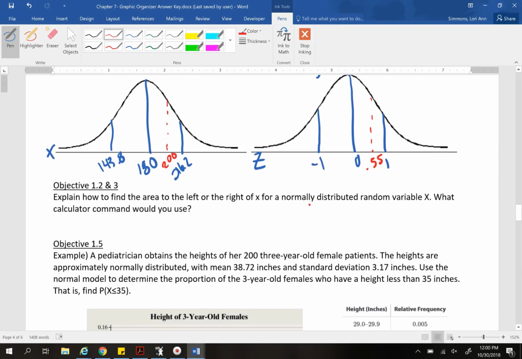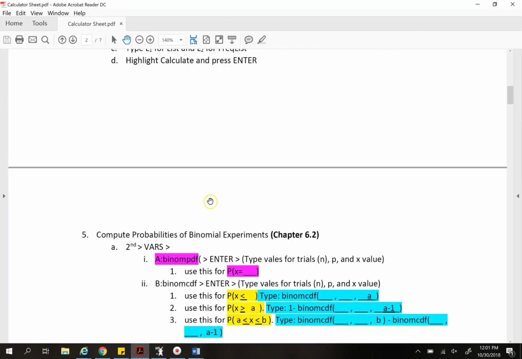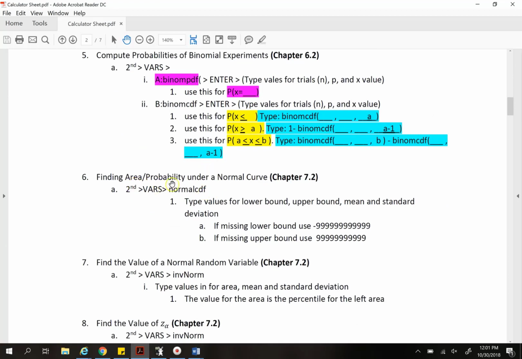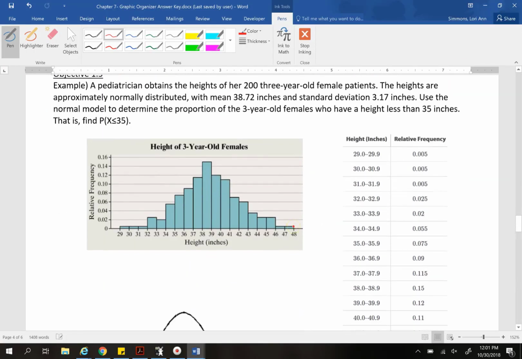How do we find the area to the left or to the right of a normal distribution with a variable x? We would use calculator command number 6 on our calculator sheet. Finding the area probability under a normal curve. And here are the steps. Let's look at an example.